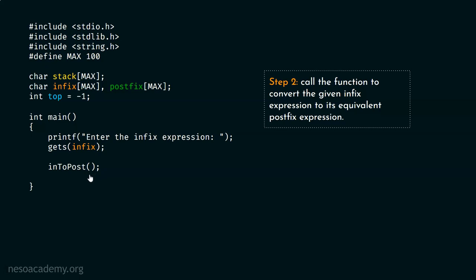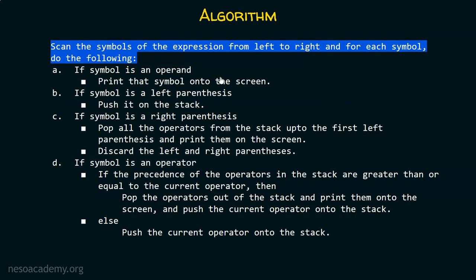Now let's try to define this function. And of course, this function is dependent on this algorithm. Actually, we have to convert this algorithm to its equivalent C program. That whole piece of code is nothing but the intopost function. So this algorithm will get converted to the intopost function.